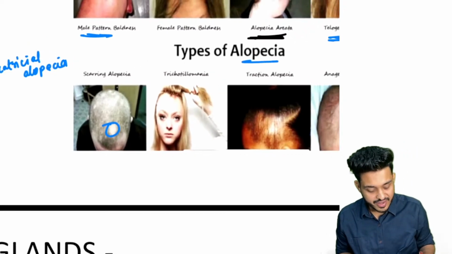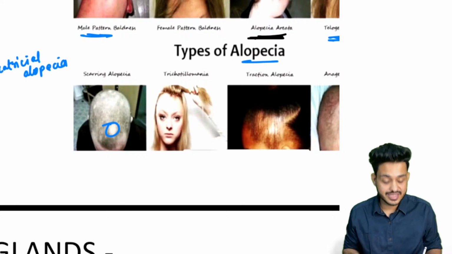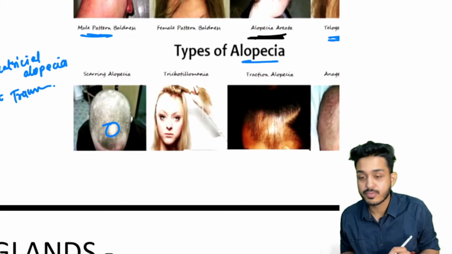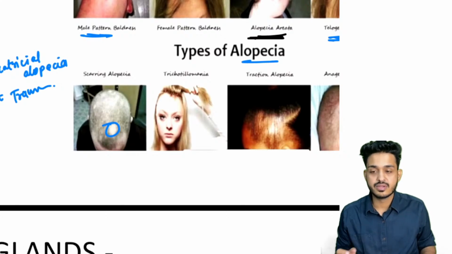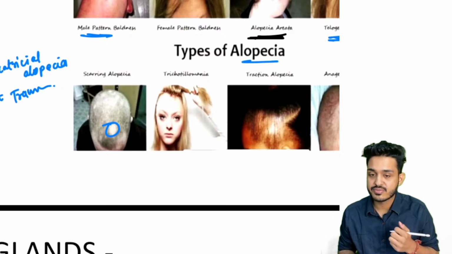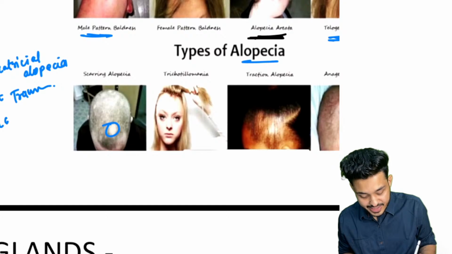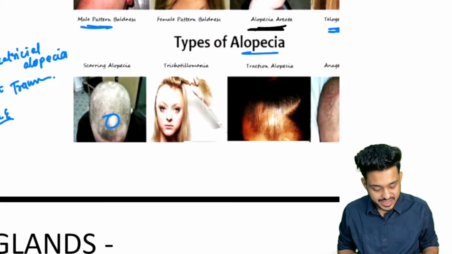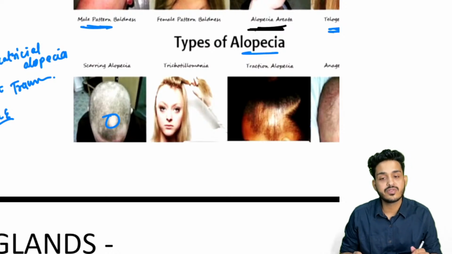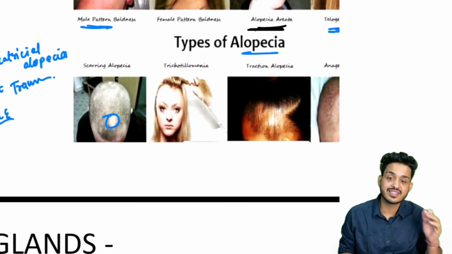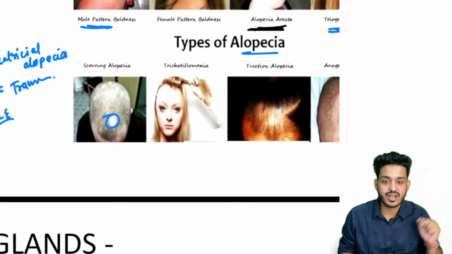You will find this due to trauma, due to burn, due to radiation exposure. In certain diseases like tertiary syphilis. You can also see it in DLE, that is discoid lupus erythematosus. So in those cases you will be finding scarring type of alopecia. In SLE, remember guys, we have both scarring and non-scarring type of alopecia.